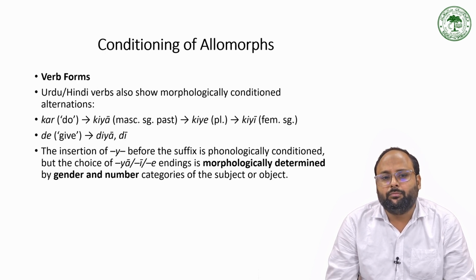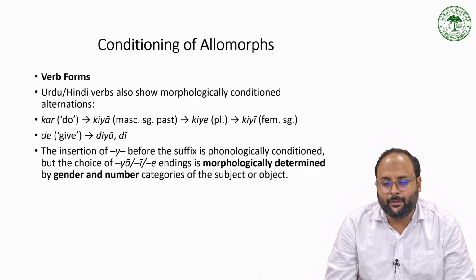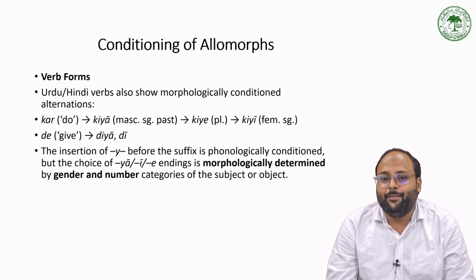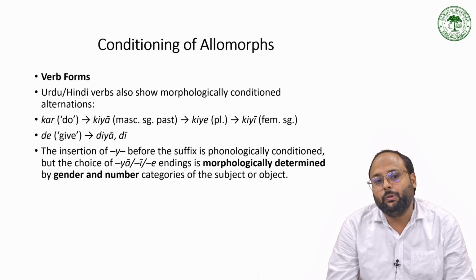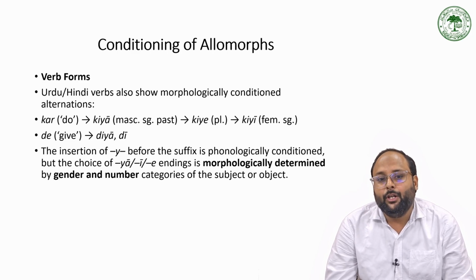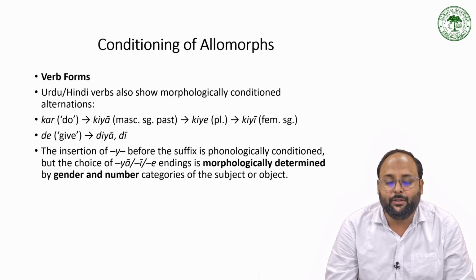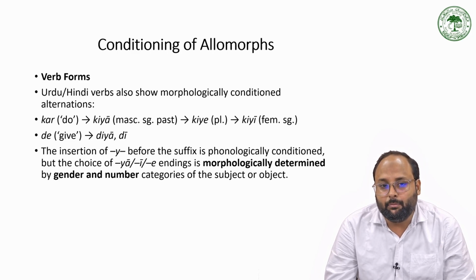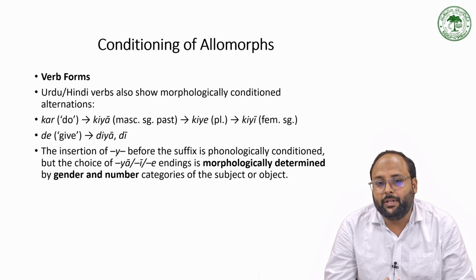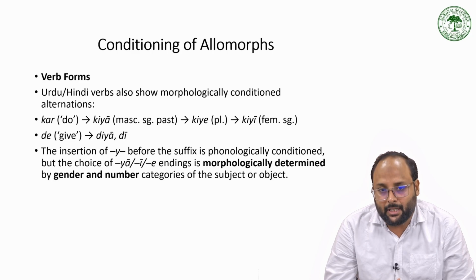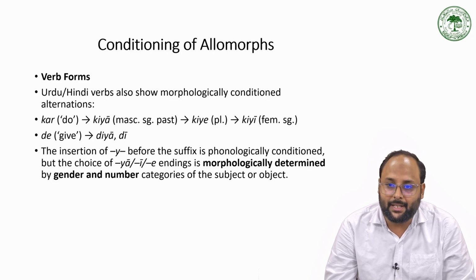The other form shows the morphological conditioned alternation. Like we have the word kar, which changes into kia, and which also changes into kiye, and which also changes into ki. So in Urdu, when the word is used as masculine singular past, it becomes kia. So the word kar is the basic word, and it changes into kia, kiye, ki, according to the number, according to the tense, and according to the gender.